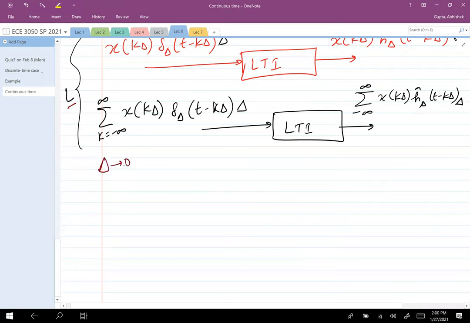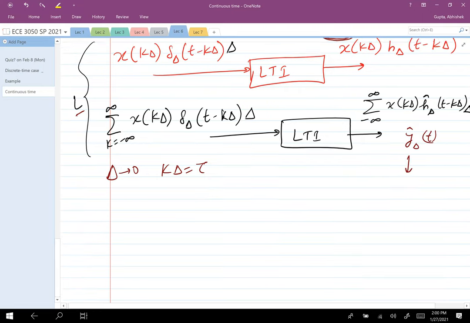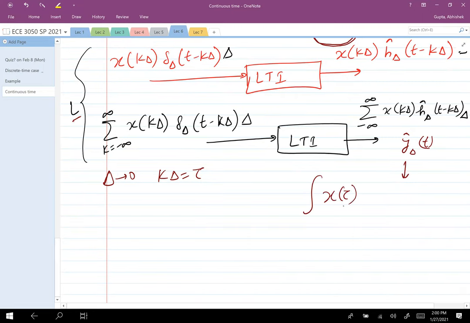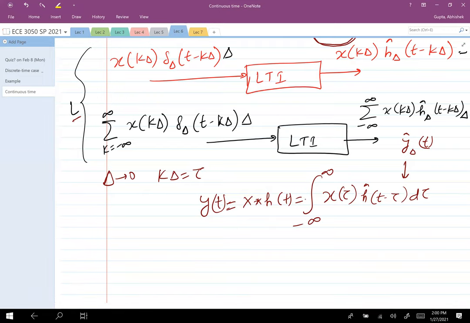I'm going to let delta go to zero. And of course, k delta would be replaced with tau. And this y hat delta of t would converge to the integral of x of tau h of t minus tau d tau. And this integral is going from minus infinity to plus infinity. And this is exactly y of t, which is x convolved with h, evaluated at t.